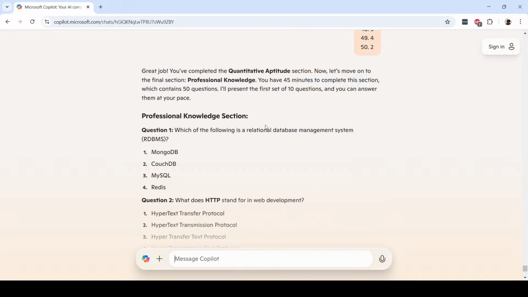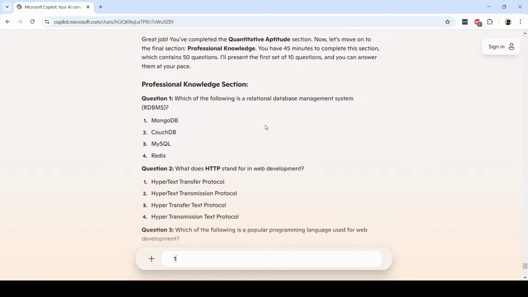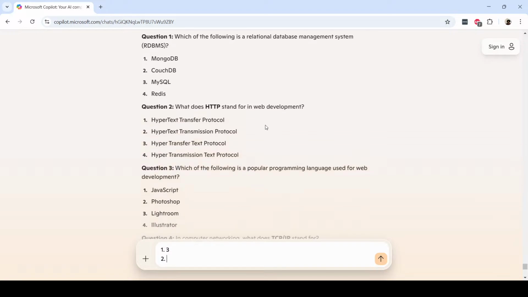And now we have professional knowledge. Which of the following is a relational database management system, RDBMS? Okay, so MySQL, Couch, Mongo, or MySQL. I was just thinking in different directions. What does HTTP stand for in web development? Hypertext Transfer Protocol.